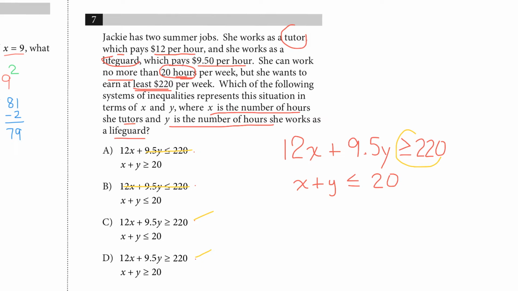Well, it depends on the number of hours. In this problem, X plus Y is at most 20. She cannot work more than 20, so it has to be less than or equal to 20. So that means it has to be this one right here. X plus Y has to be less than or equal to 20. So a lot of the answers look the same, so you do have to spend a little time and make sure that you identify the correct answer. So in this problem, the correct answer was C. C is the correct answer for number 7.